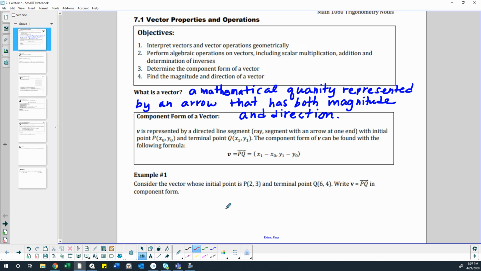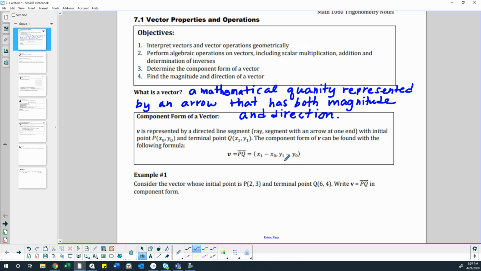Okay, so we're going to learn about the component form of a vector. V is represented by a directed line segment, or sometimes we call that a ray, which means it's a segment with an arrow at one end, with an initial point at x0, y0, and a terminal point at x1, y1. The component form of V can be found with the following formula: x1 minus x0, comma, y1 minus y0.